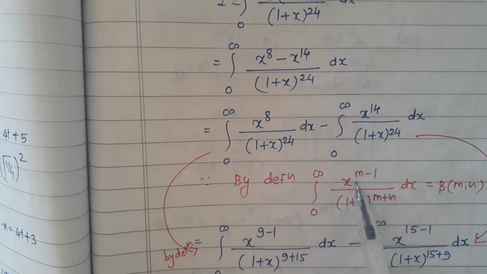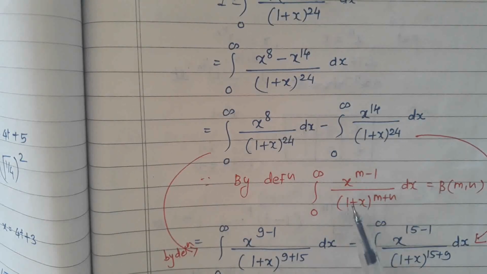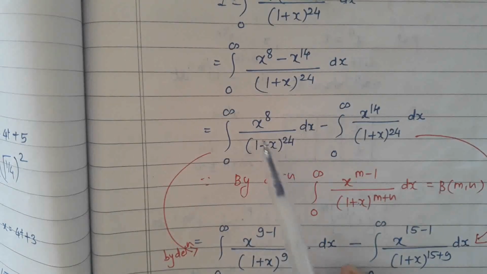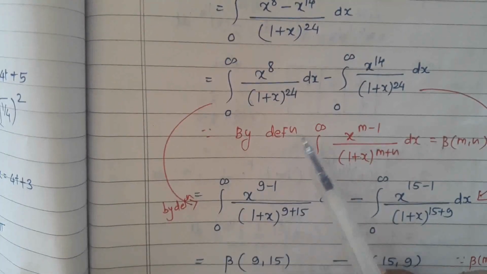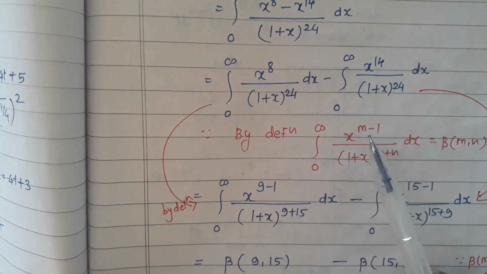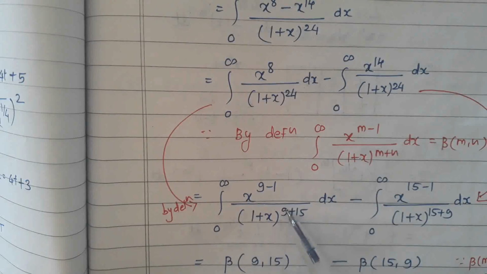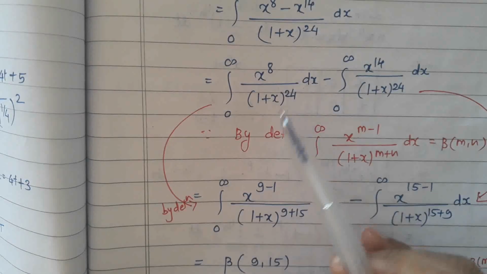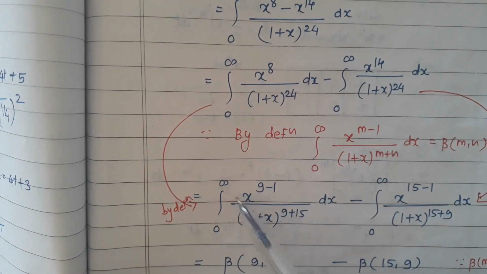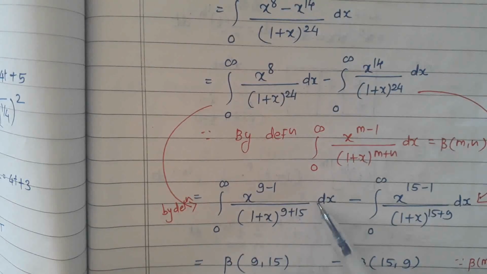Write this integral into this form. By the definition, integral 0 to infinity x raised to m minus 1 upon (1 plus x) raised to m plus n, and this integral into this form. So you can write both these integrals in beta notation. x raised to 8 can be written in this form as 9 minus 1. So one value of m is 9 here, and addition with this another value is 15. So addition is 24. So this integral can be written as integral 0 to infinity x raised to 9 minus 1 upon (1 plus x) raised to 9 plus 15 dx.